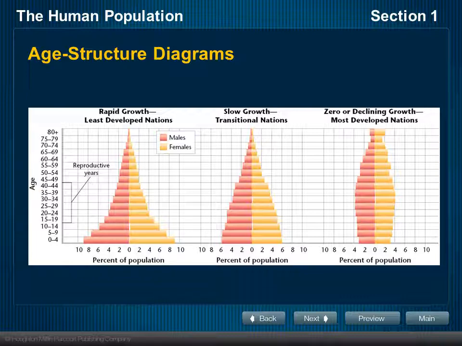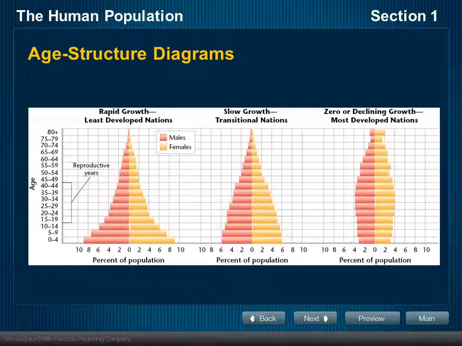The middle pyramid is those nations that are transitional, meaning they are transitioning from being rapid growth into being zero or declining growth. And notice the transitional nations still have a fairly classic pyramid shape. They're still generally wider at the bottom than they are at the top, and that pretty much follows all the way up. But it's a fatter pyramid. It's shorter and squatter. A lot of those age groups are all going to be around the same percentages.